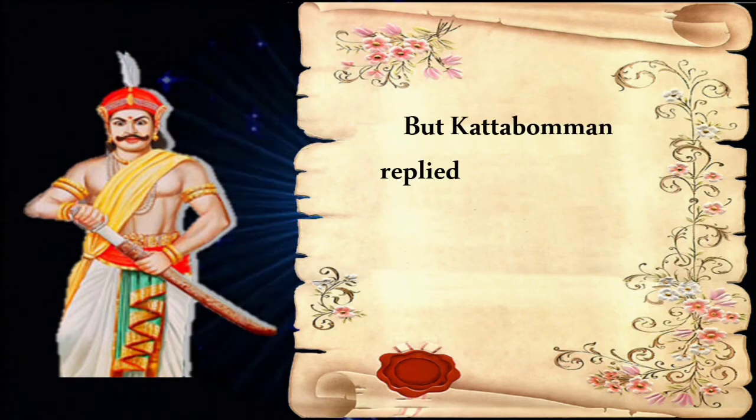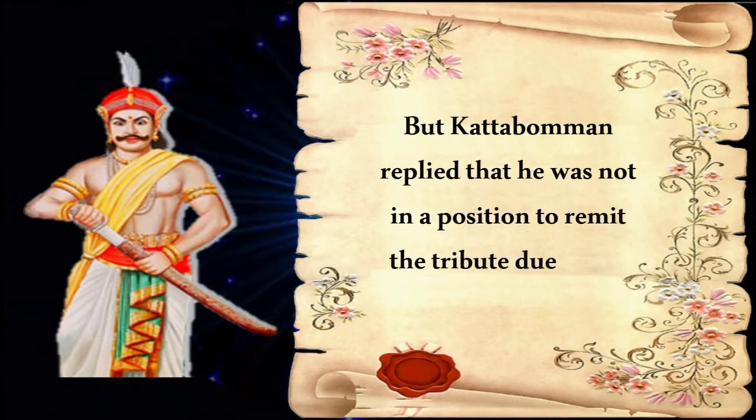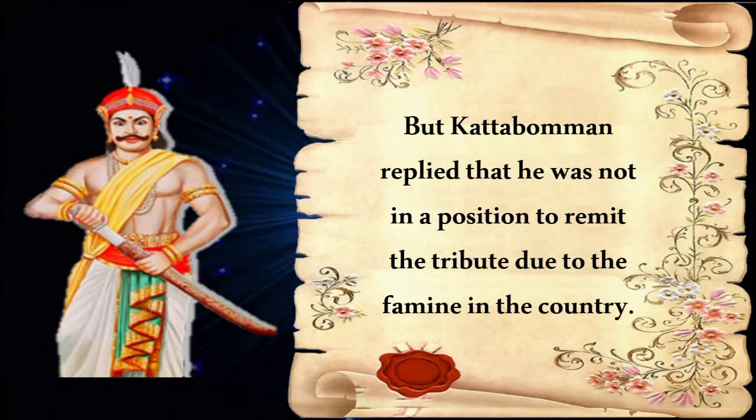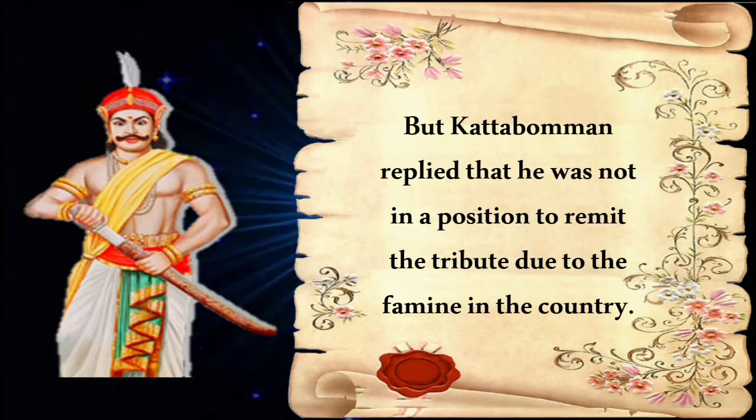But Kattabomman replied that he was not in a position to remit the tribute due to the famine in the country. So, he replied to Colin Jackson's letter that he was not in a situation to pay the due tax because of the famine in the country. Famine means poverty in the country, so he was not able to pay the tax dues.